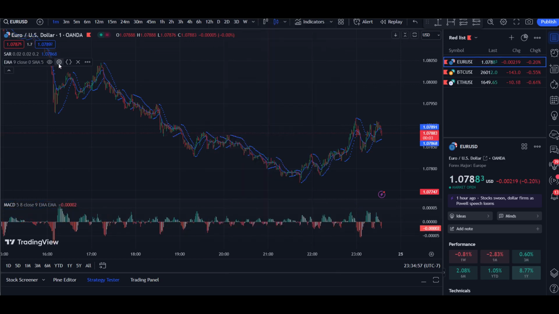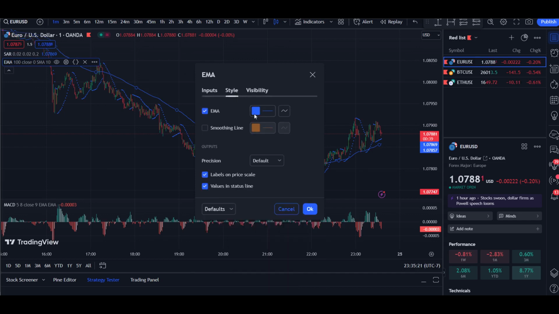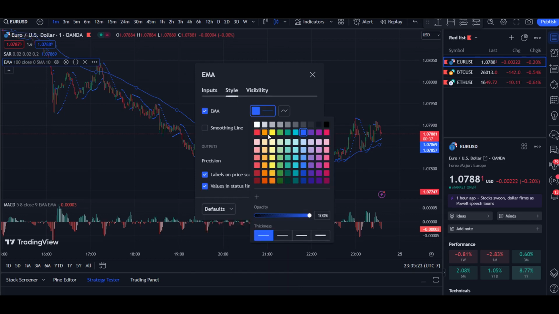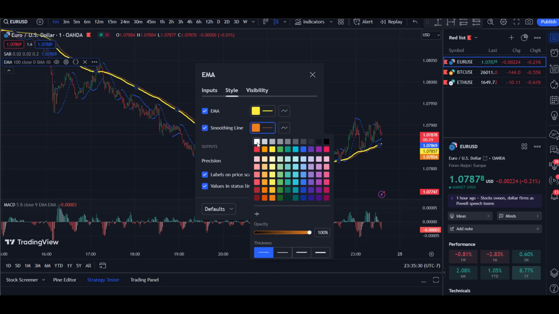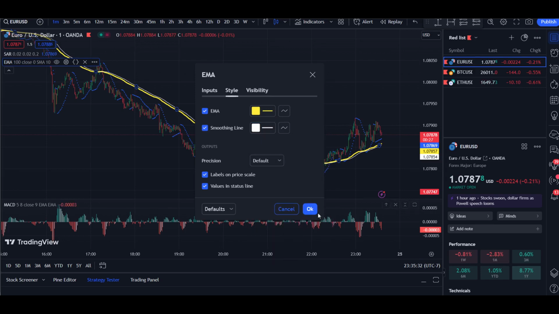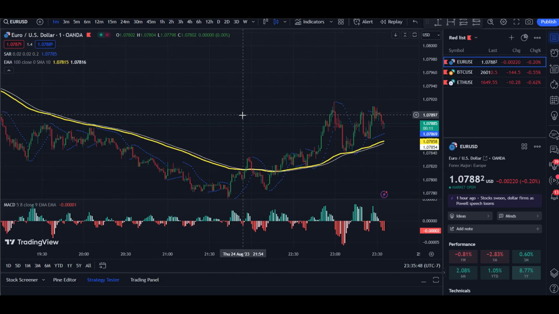On the EMA, we're going to go to settings. We're going to change the length to 100, and then we're going to go down here to the smoothing length, and we're going to change it to 10. I usually go to style, and I change the color, and I make it more visible so it's easier to see. We're also going to make sure that the smoothing line is activated as well. Feel free to make it any color that you would like. So this is somewhat what your chart should look like at this point.